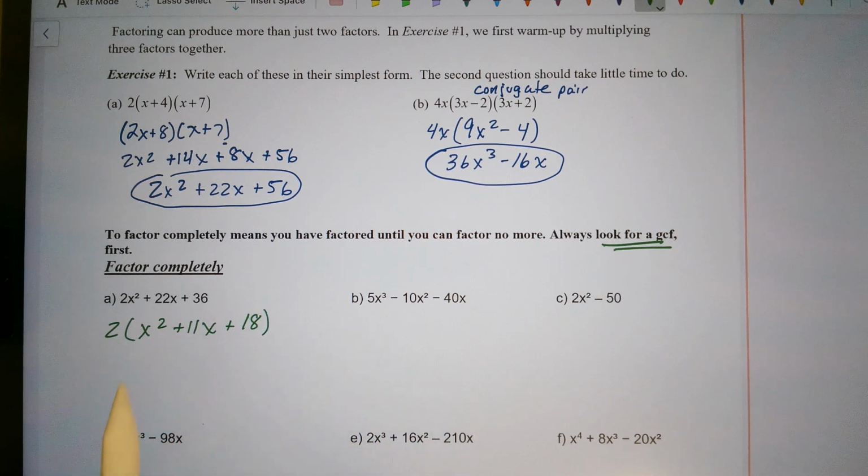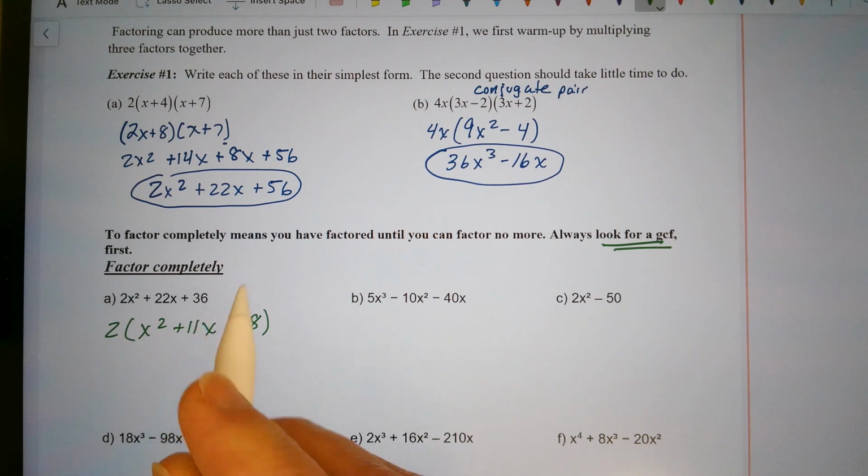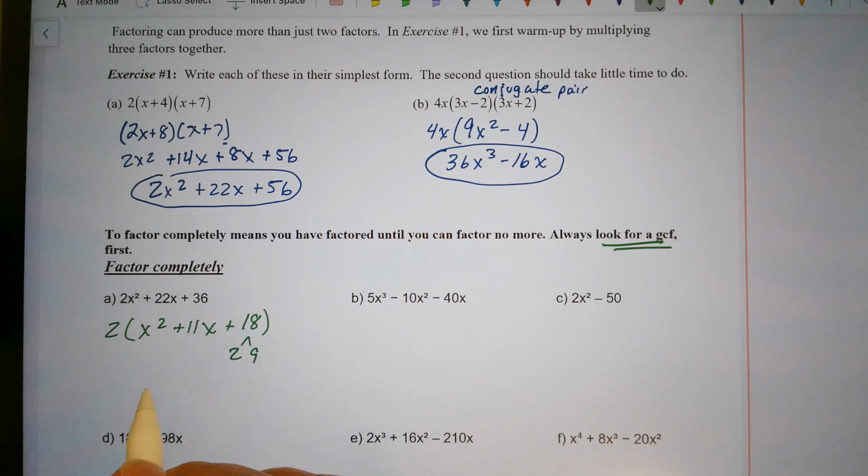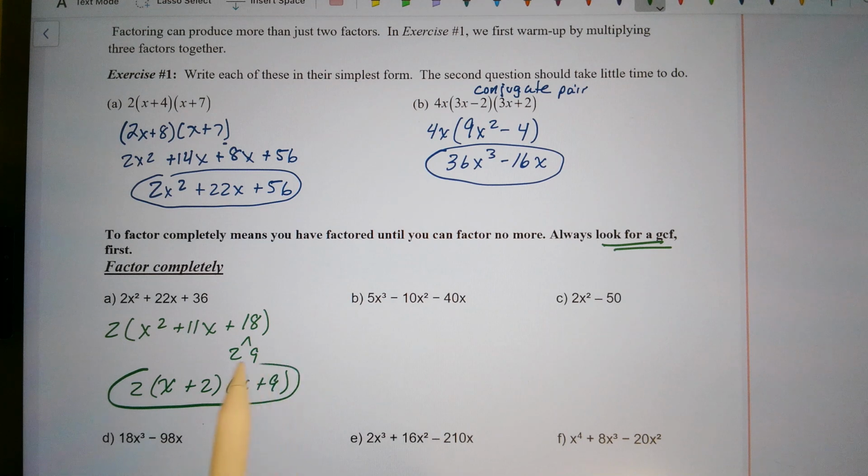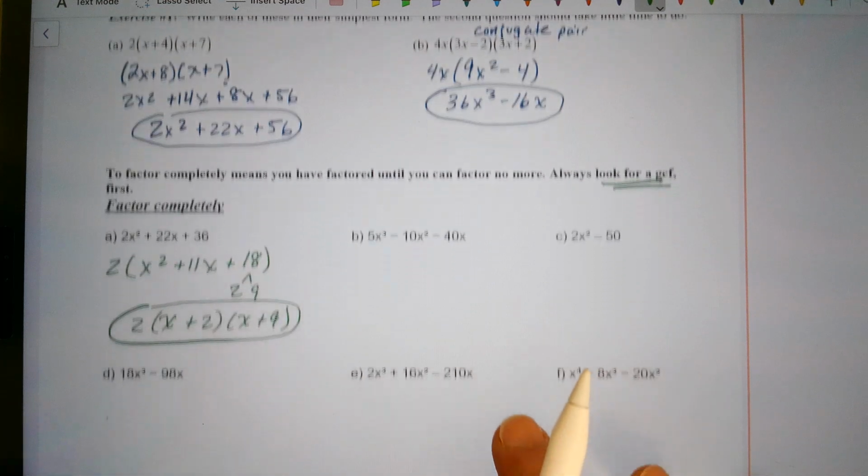18. Now the trinomial inside parentheses, the leading coefficient is 1. We go to the constant 18. Are there factors of 18 that add to 11? Yes, 2 and 9. So this factors into the binomial x plus 2 and x plus 9, and bring down the 2. Can the binomials be factored further? No. So this is factored completely.